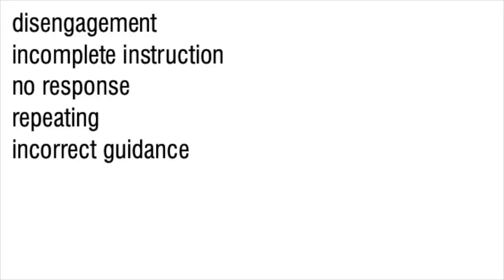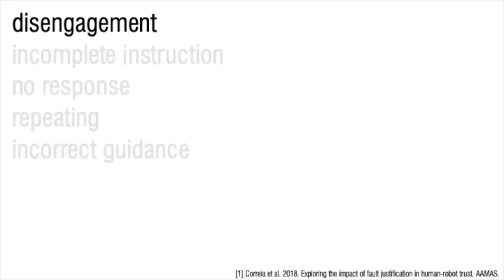The failures we used were the following. In this failure, the system simulates losing user engagement and restarts the interaction. After the failure has occurred, the robot becomes responsive and continues the guidance. And a sample user response to the failure follows.